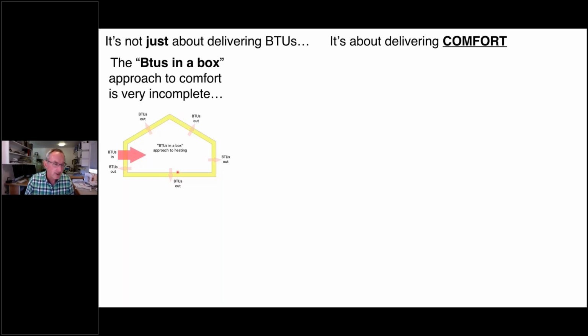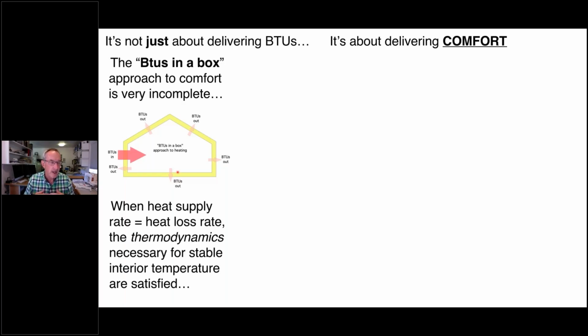From a pure thermodynamics concept, when the heat supply rate is equal to the heat loss rate, the thermodynamics are satisfied, and you should have a stable indoor temperature under that condition. Again, we don't want to confuse comfort with just a stable indoor dry bulb temperature. There are many other things that affect comfort. It can be the temperature of surfaces in a room, the airflow velocity, the humidity. Even from a physiological standpoint, noise is part of comfort.